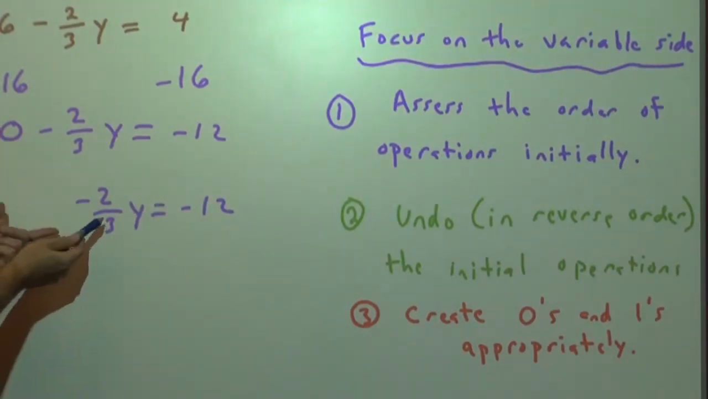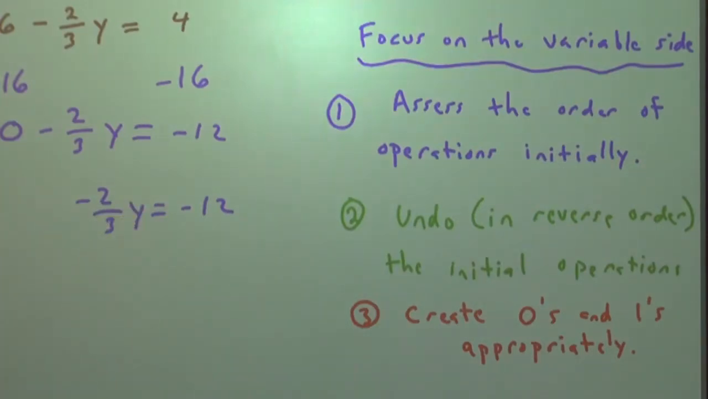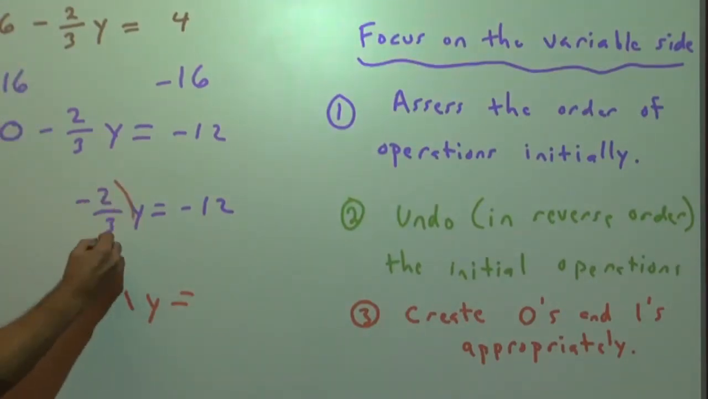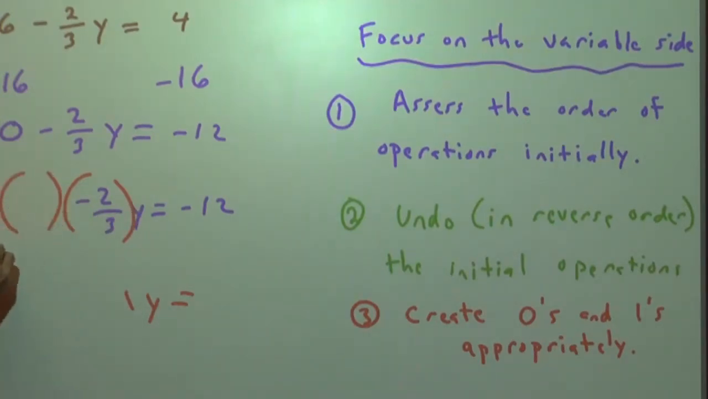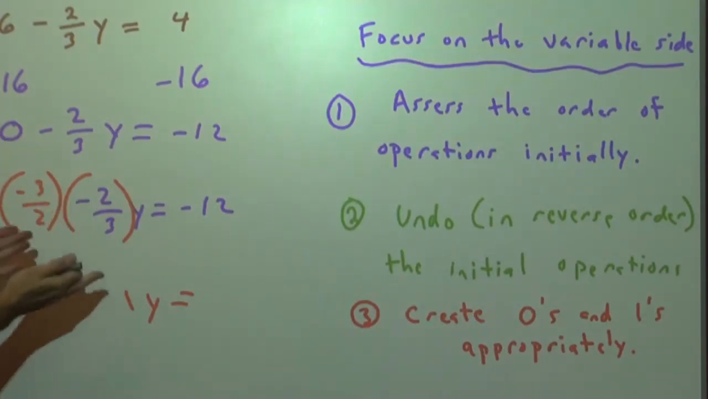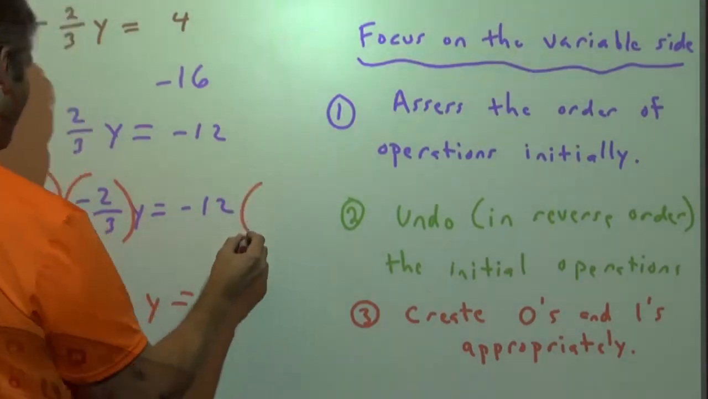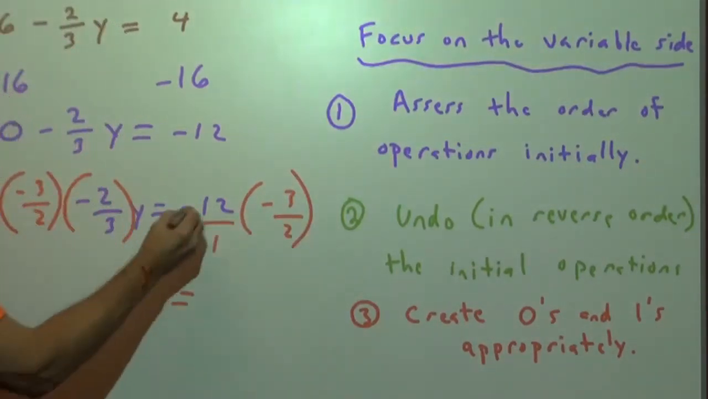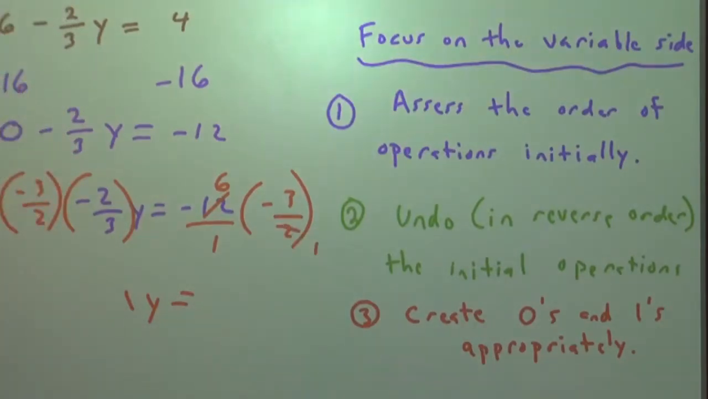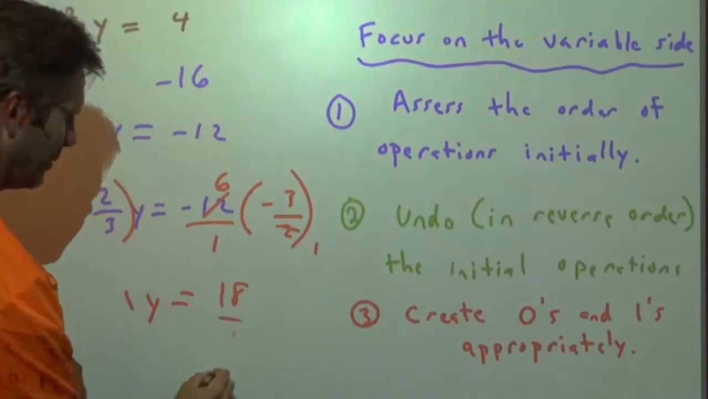Well, now how do we undo this -2/3 times the y? If you've been watching the videos, we realize that we want to create a 1y, because 1 is the multiplicative identity. And the easiest, quickest way to get that to happen is to multiply it by its inverse, -3/2, because this times its inverse automatically gives you 1. Then that dictates that we're going to multiply the right-hand side by the exact same number, and if we do the math over here, we can cross-cancel. We should know how to do that, and we end up with a negative times a negative, which is a positive 18 over 1.